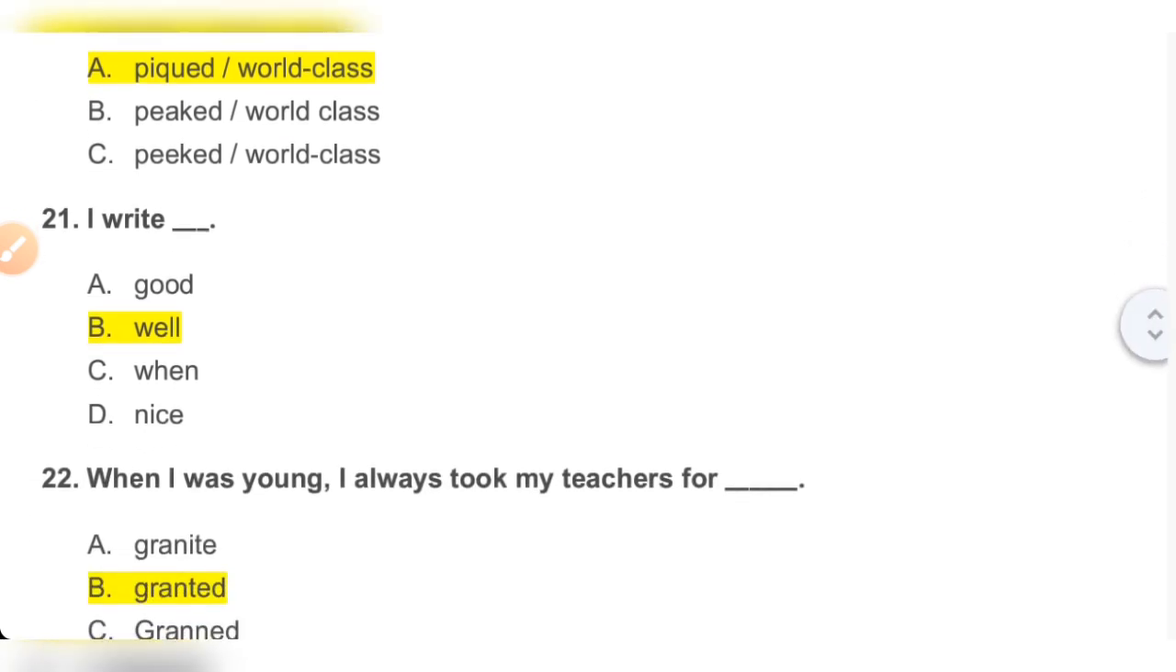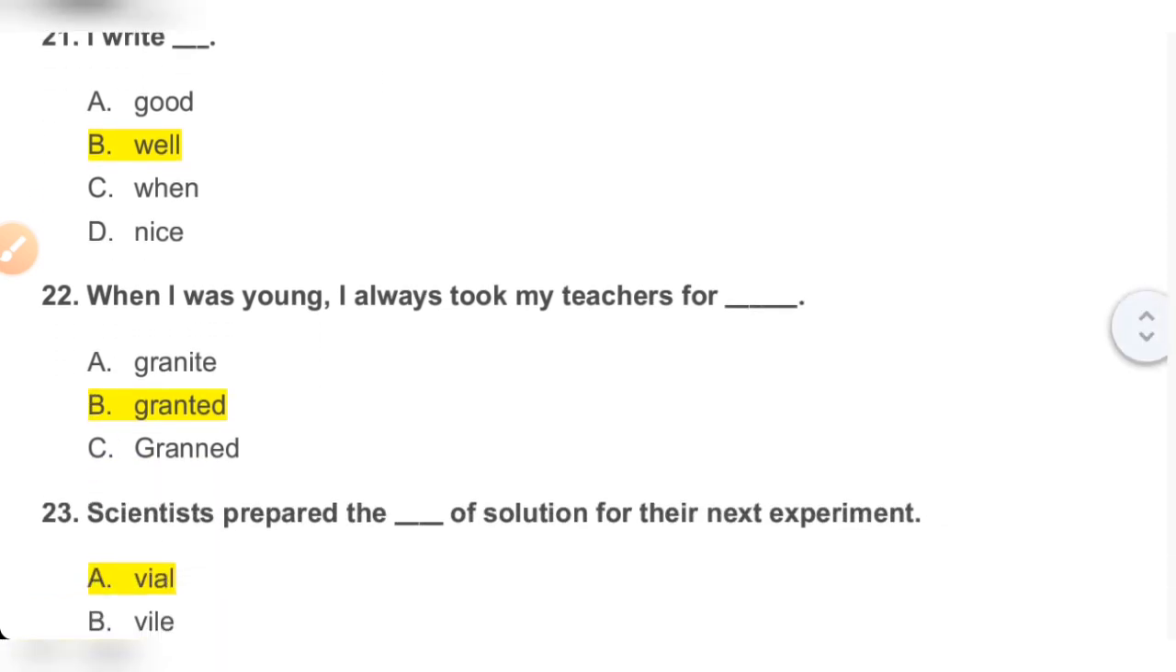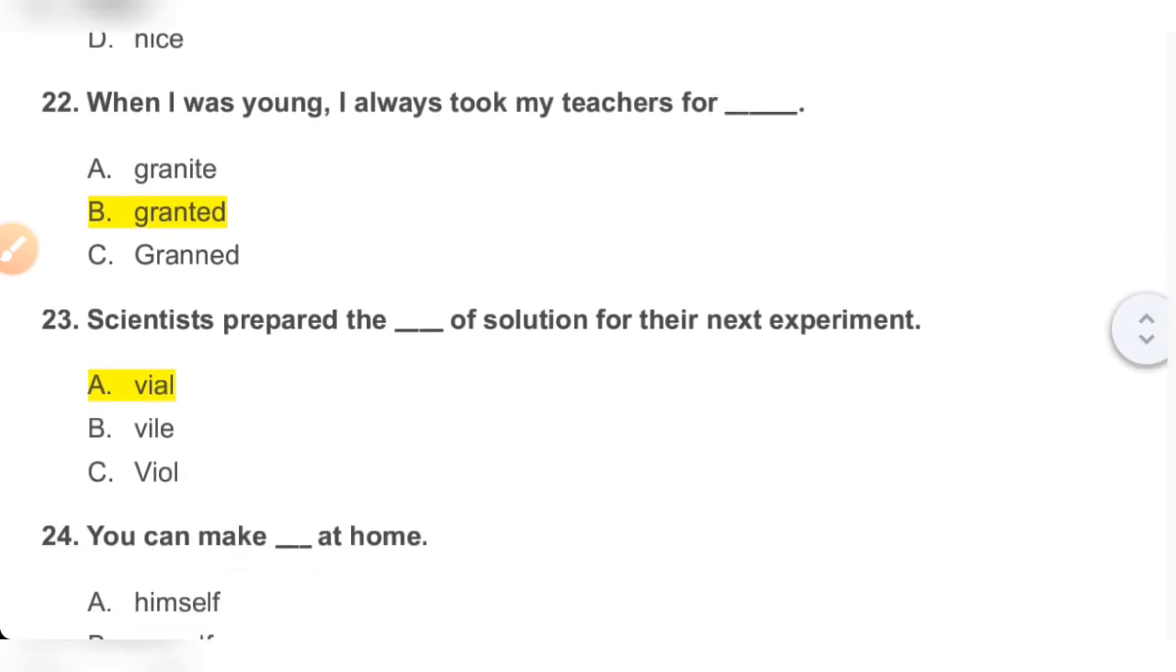21 question is, I write. Correct option is B. Well. 22 question is, when I was young, I always took my teacher for. Correct option is B. Granted.